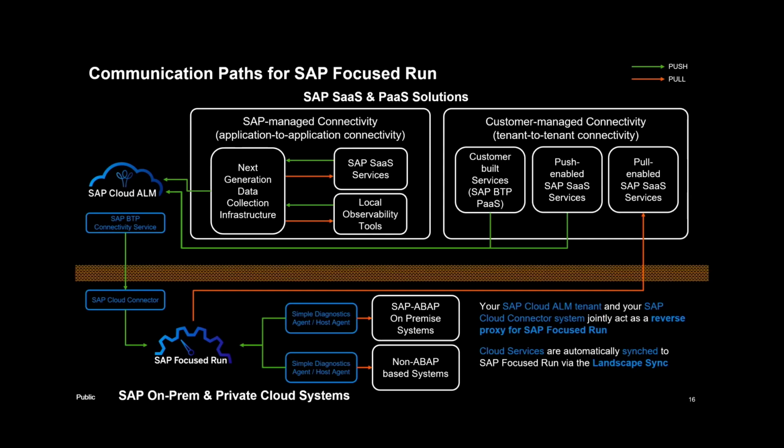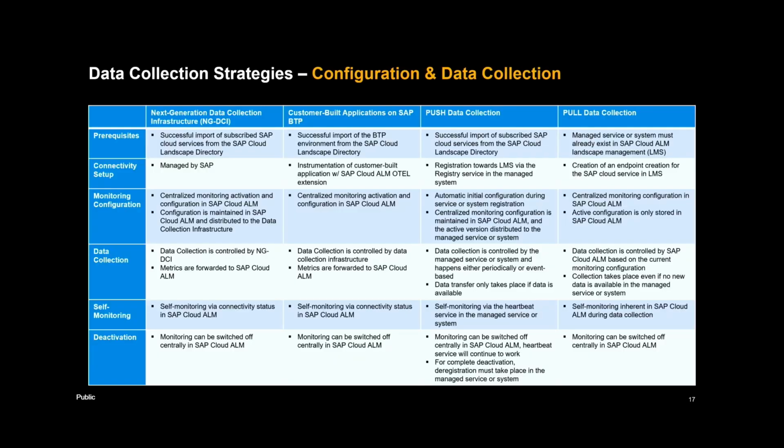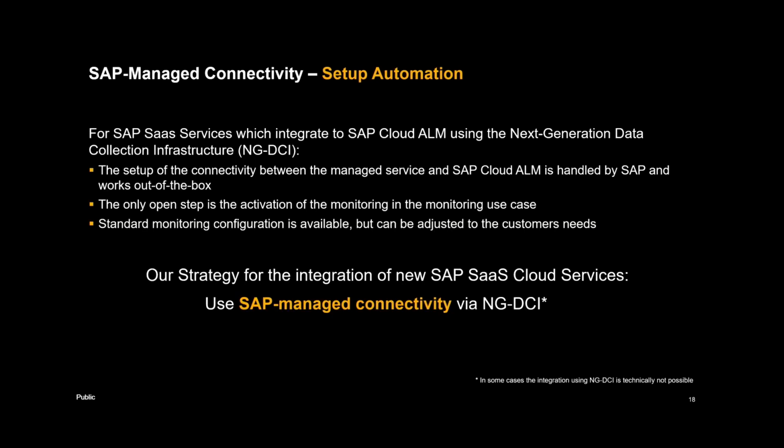Pull we still get directly from Focused Run. This doesn't go via Cloud ALM. But everything that is push goes via Cloud ALM. Also, a big advantage of having that: you don't have to create all your cloud services manually. That's nice if you have like 200, 300, 1,000. So it has its advantages. This is just for your reference. I will not go through this slide, but I leave it in here.